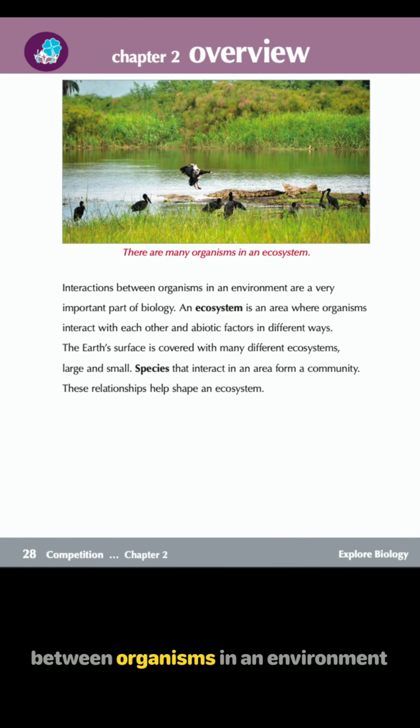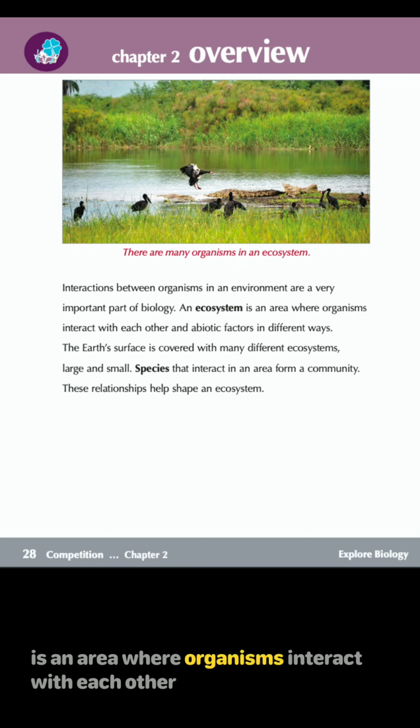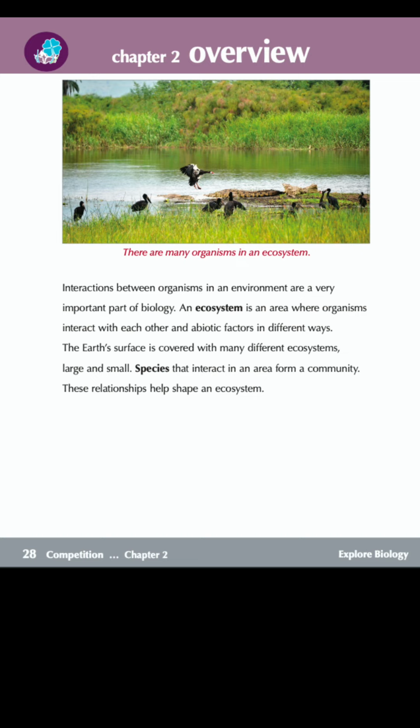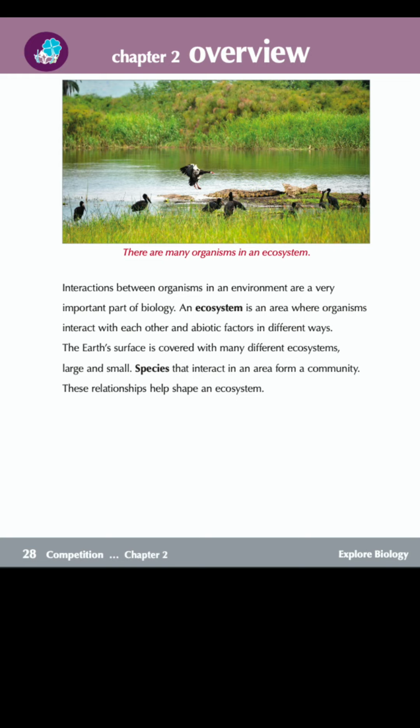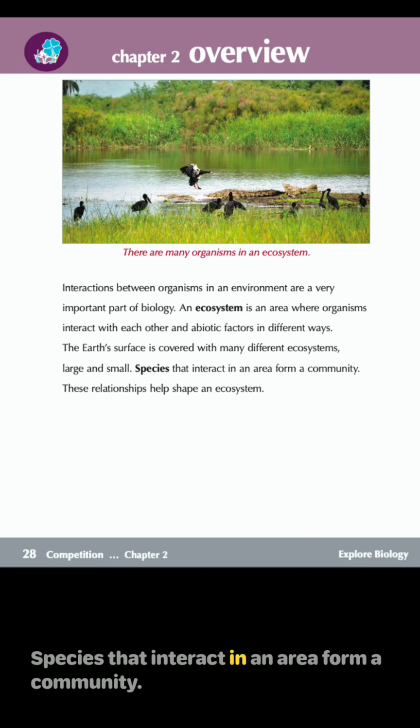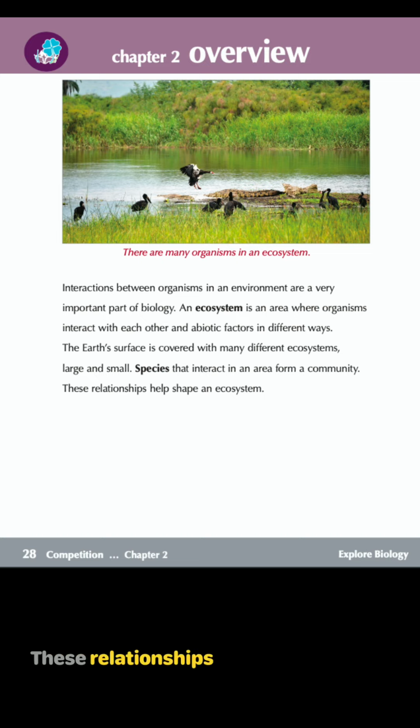Interactions between organisms in an environment are a very important part of biology. An ecosystem is an area where organisms interact with each other and abiotic factors in different ways. The Earth's surface is covered with many different ecosystems, large and small. Species that interact in an area form a community. These relationships help shape an ecosystem.